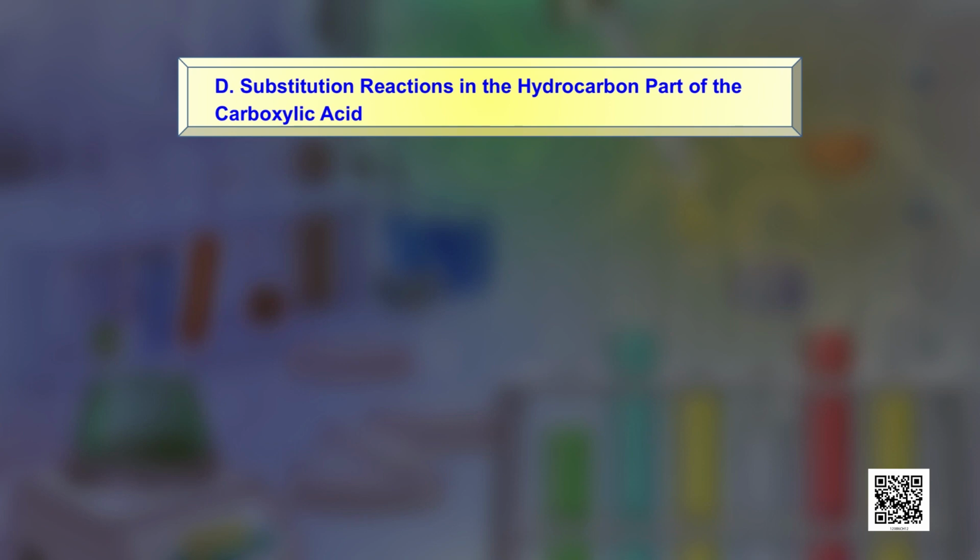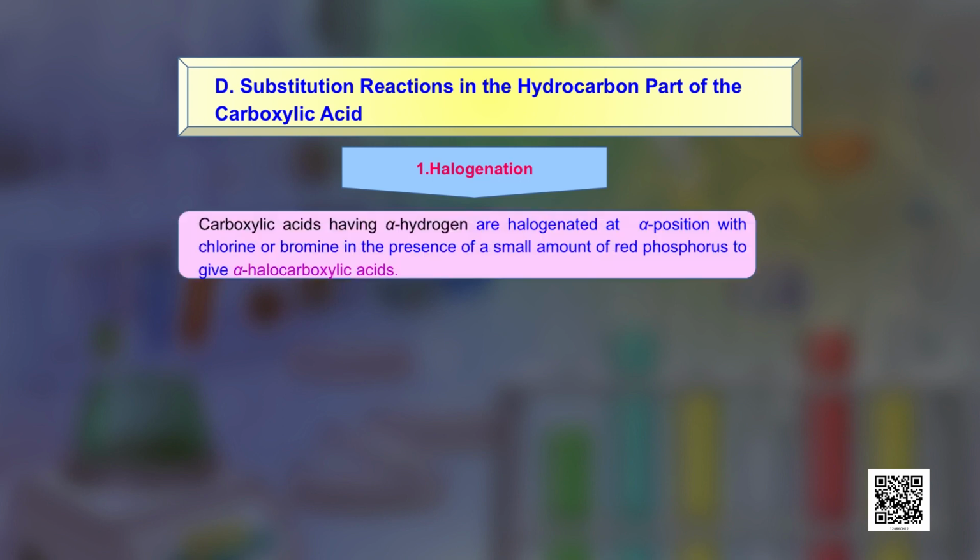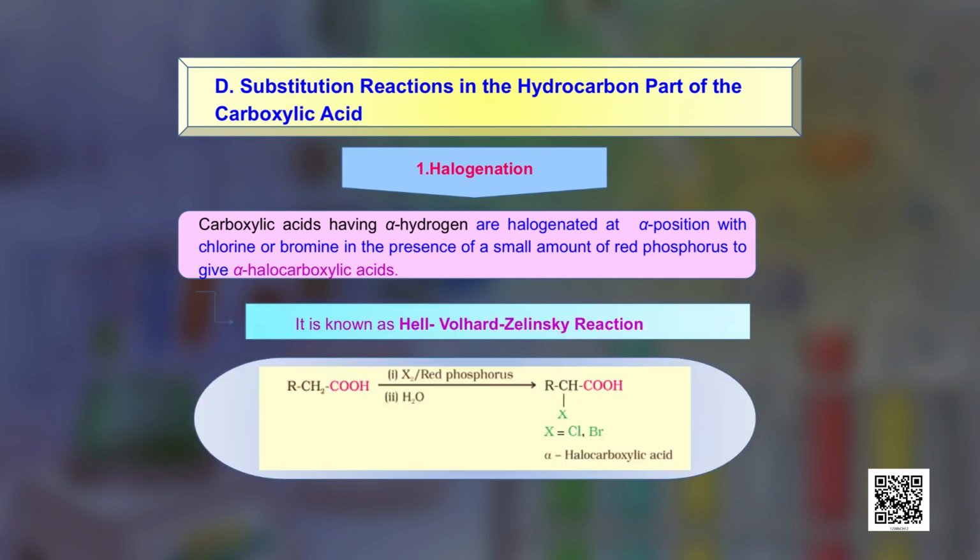Let us next consider the substitution reactions of the hydrocarbon part of the carboxylic acid. Here halogenation is one example. Carboxylic acids having alpha hydrogen are halogenated at the alpha position with chlorine or bromine in the presence of red phosphorus to give alpha halocarboxylic acids. This reaction is also a name reaction and is known as Hell-Volhard-Zelinsky reaction. You can see here that alpha halo substituted carboxylic acids are obtained as the products.